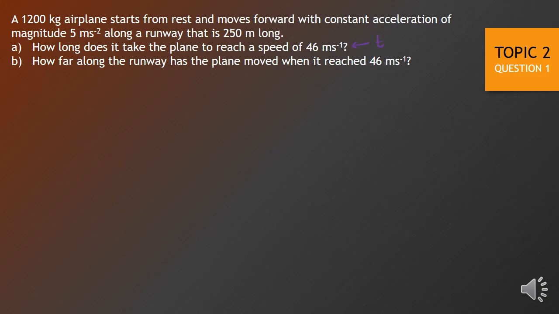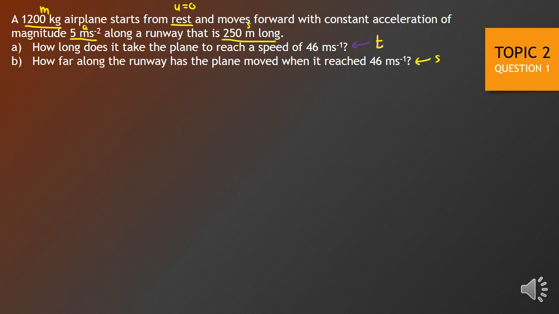This is the time. Okay, let's use a different color. We have to find time, whereas for B, we want to find the displacement. Okay, so we have the mass. We have the initial velocity because the airplane starts from rest, so U is equal to 0. And then we have our value of acceleration, A, and this is the length of the runway. Okay, let's name it as S.